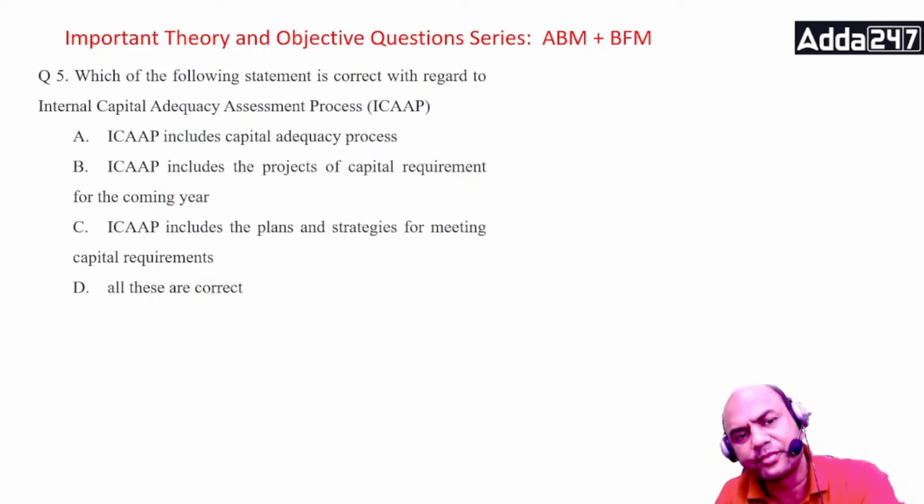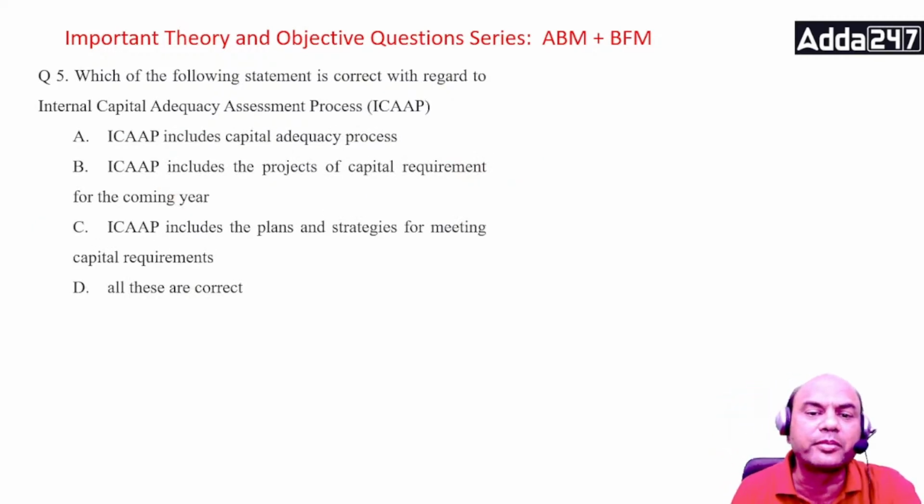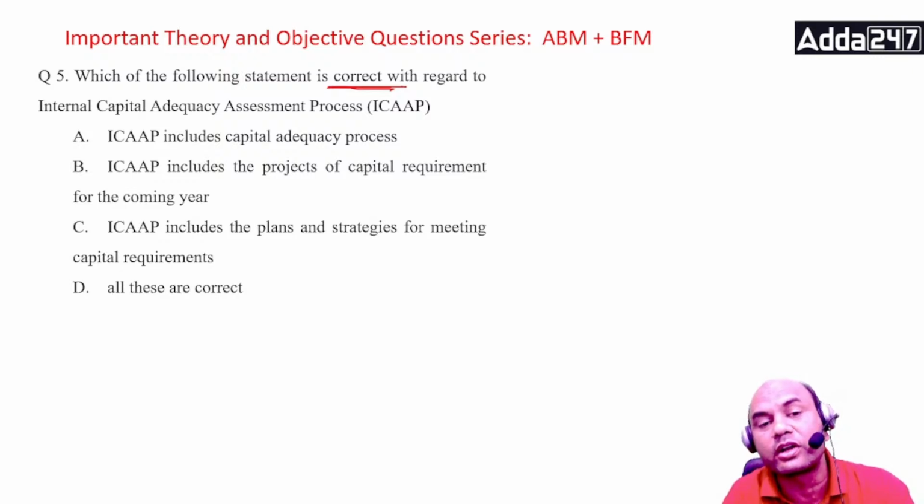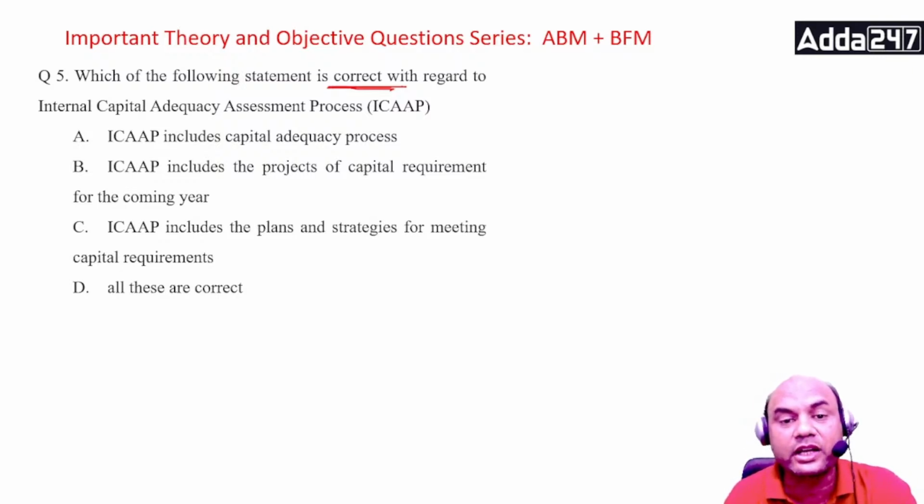Which of the following statements is correct with regard to the ICAAP? Always look into what the question wants when you answer in the exam. Do they want a positive answer or a negative answer? Correct or not correct? ICAAP includes the capital adequacy process. ICAAP includes projections of capital requirement for the coming year. ICAAP includes plans and strategies for meeting capital requirement. All of these are correct.